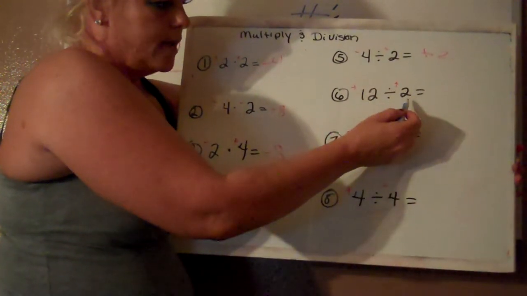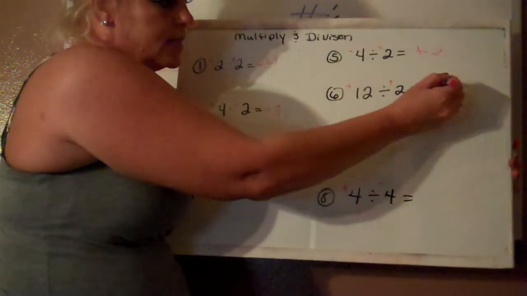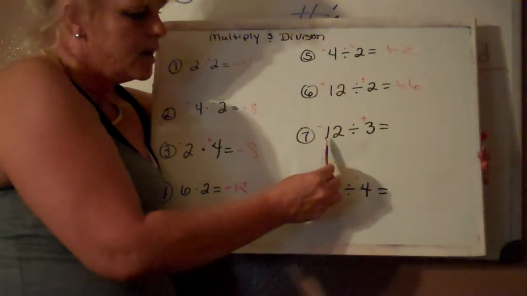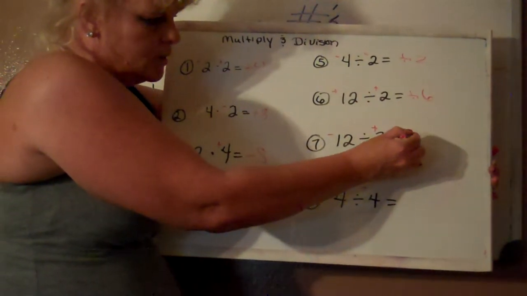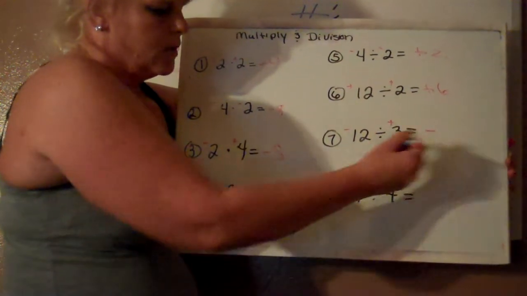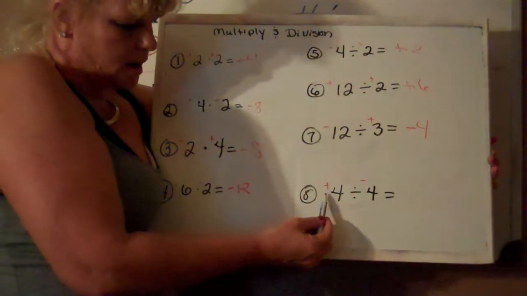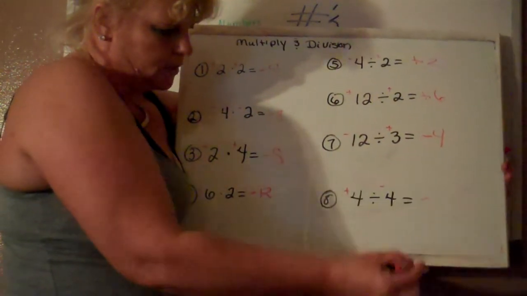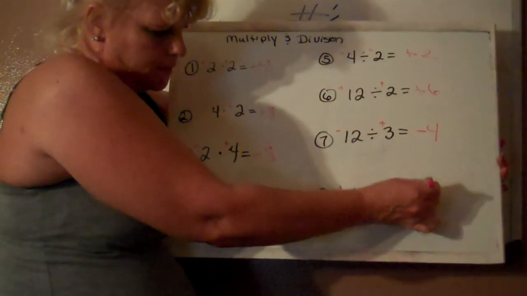A positive and a positive. I know that that's going to be a positive. And 2 divides into 12 6 times. A negative and a positive, I know is going to be a negative by the rules. And 3 divides into 12 4 times. A positive and a negative equals a negative by the rules. And that's going to be 1.